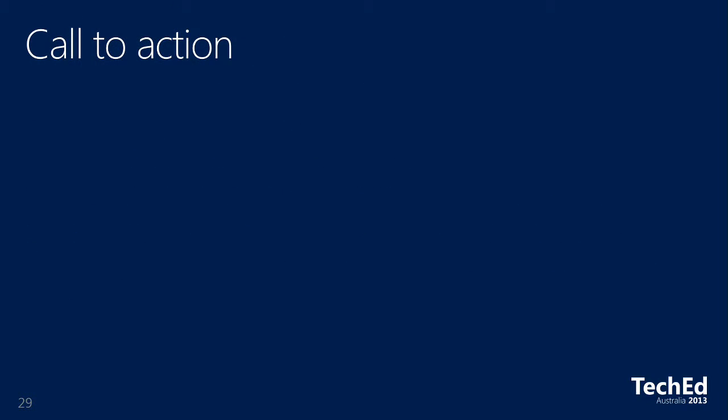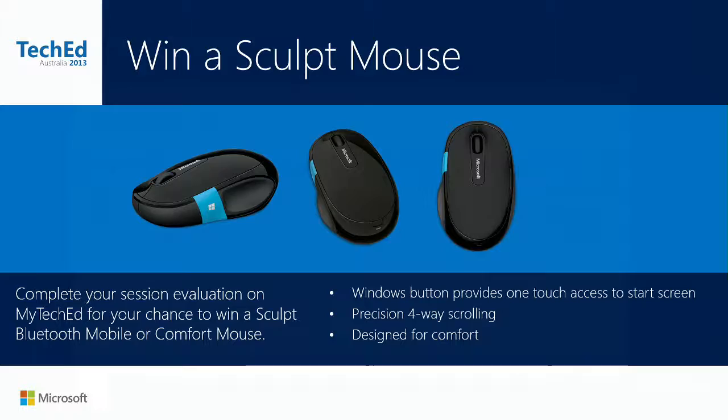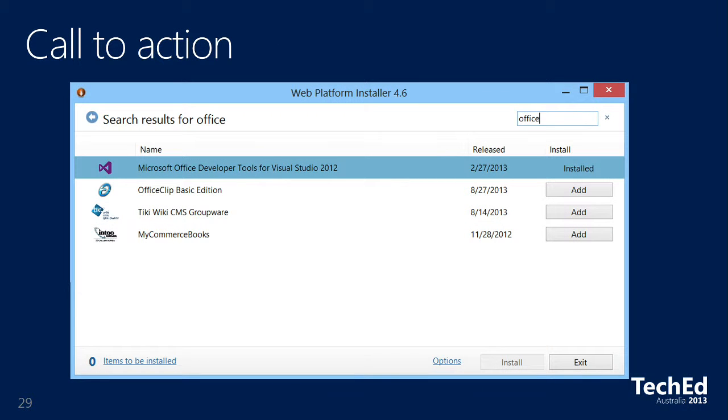This is my last real slide. It's a call to action. So if you want to play with that, it's as simple as that. You install Web Platform Installer. Oops, sorry. You find Office and find this stuff, developer tools. Just go install that. It's as simple as that.